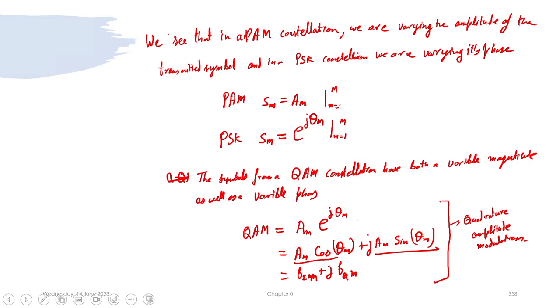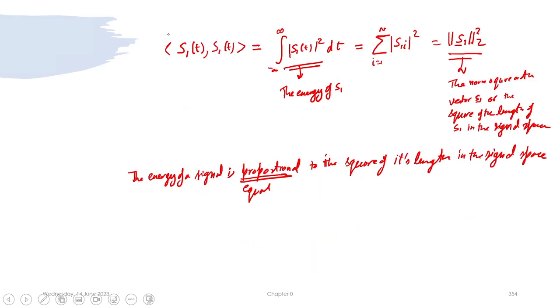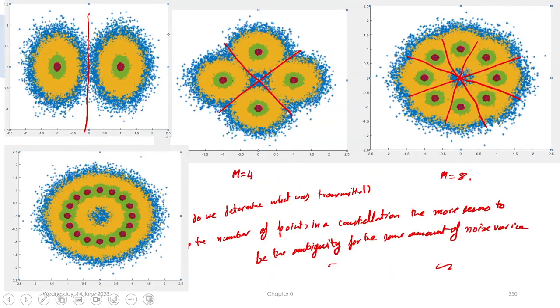Now, the question becomes, so you can generate QAM symbols like this, but this still does not answer our basic question that we started with: why does noise affect different constellations differently, or why is the same amount of noise affecting different PSK constellations differently? To answer that, let us look at the conditional distribution of noise.